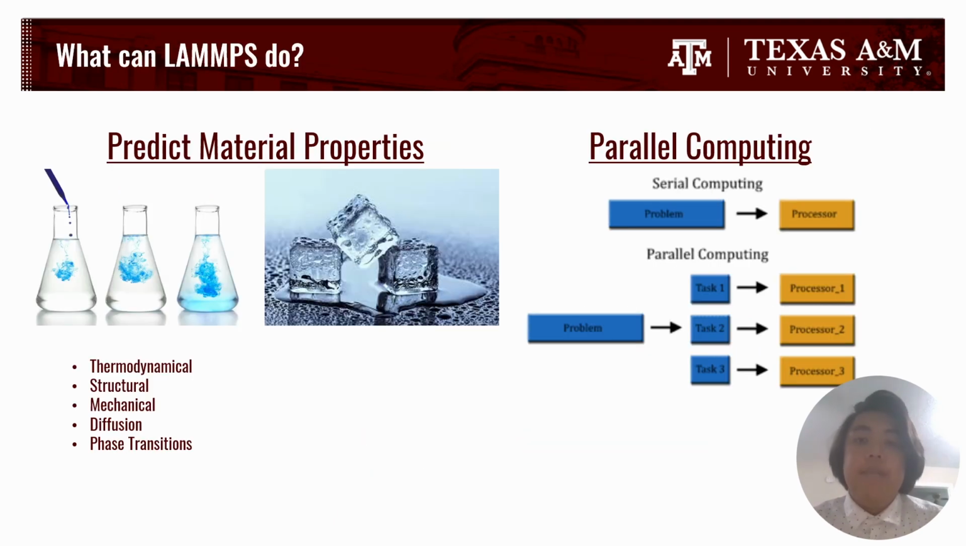LAMMPS can predict many material properties, such as diffusion coefficients and melting temperature. Things that it can predict are thermodynamic properties, structural properties, mechanical properties, diffusion properties, and phase transition properties. LAMMPS also works by parallel computing, which means splitting the initial simulation box into multiple subdomains, which allows each processor to calculate atomic interactions within those small subdomains. This enables LAMMPS to process large and complex simulations more efficiently with more processors.